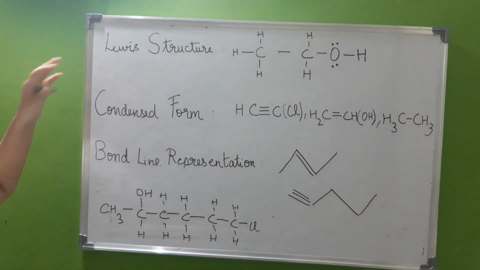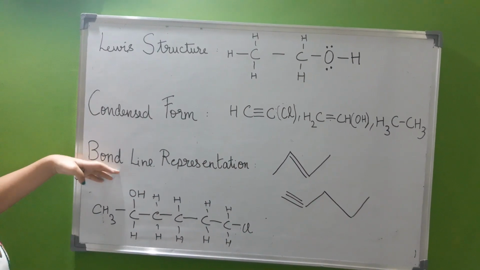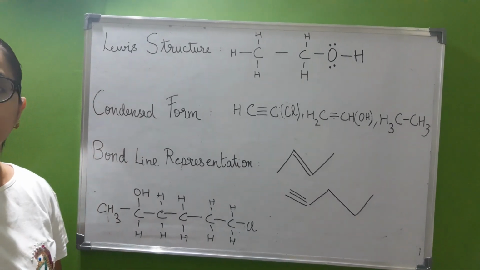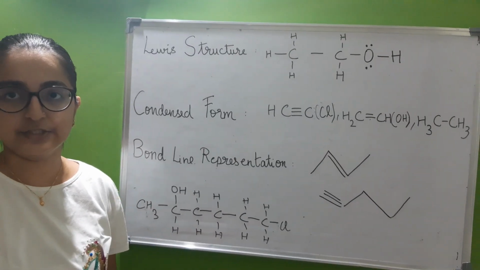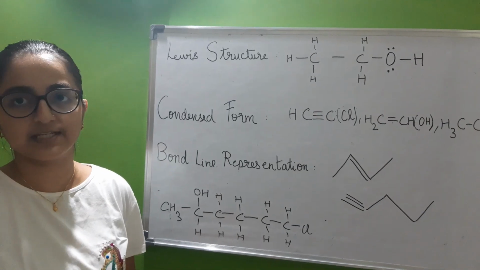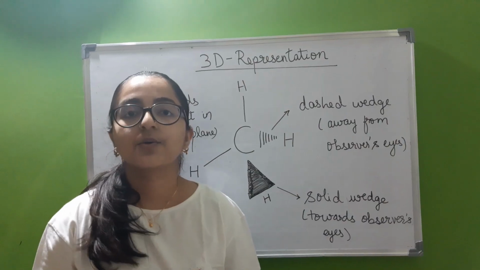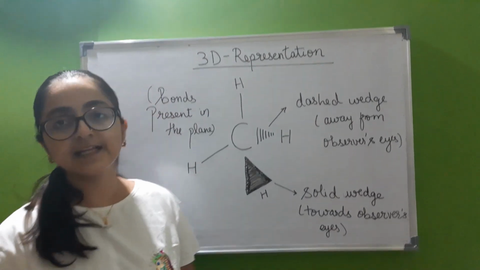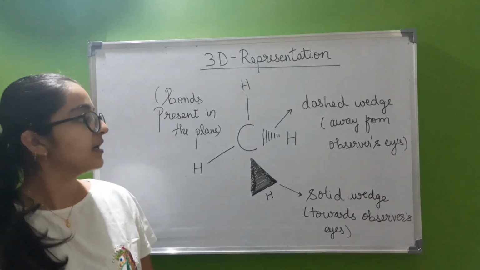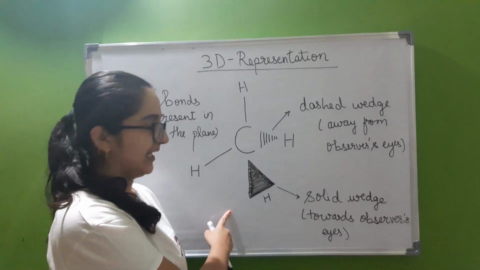So this is the Lewis, condensed and bond line representation of carbon compounds. This is a 2D representation. Now let's have a look at the 3D representation. We are going to be looking through the 3D representation of carbon compounds. I have taken here the compound methane.